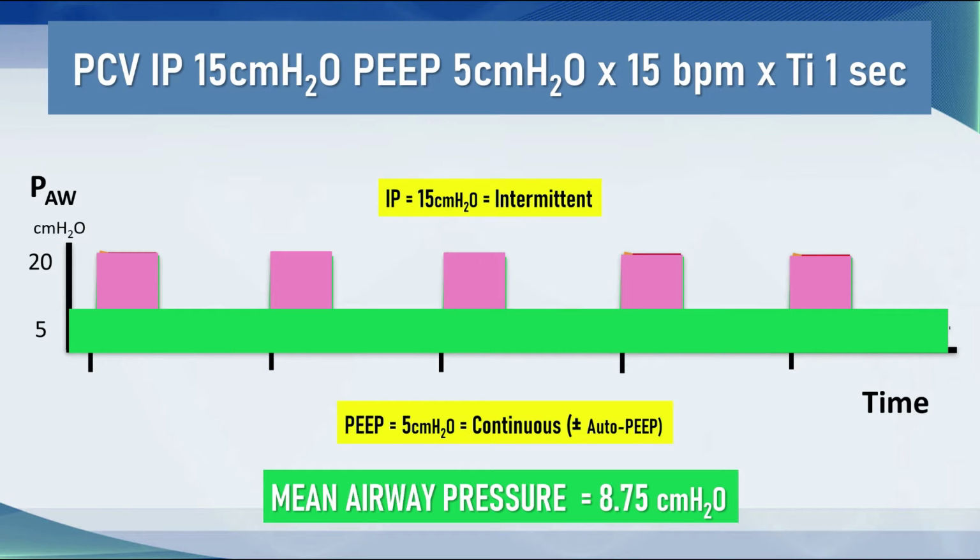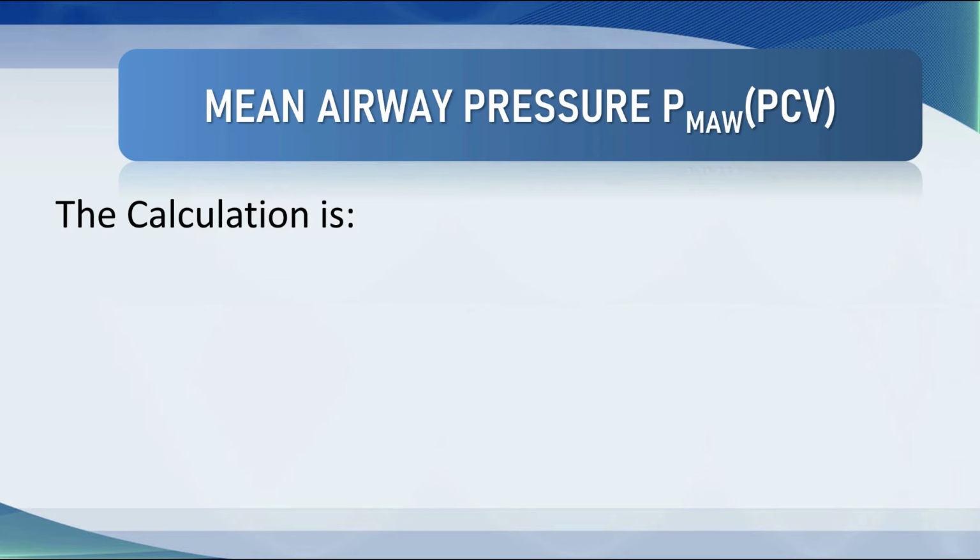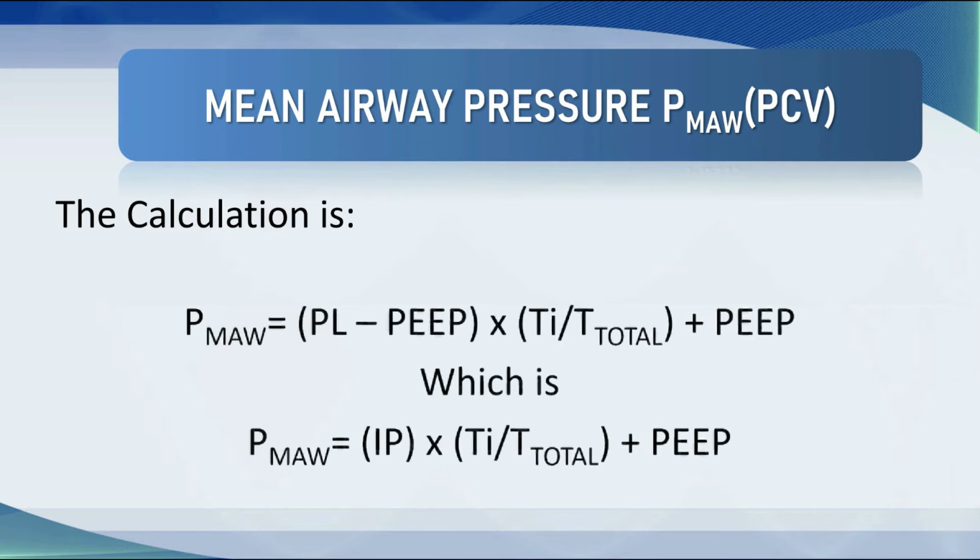How did I figure that out? Well, there's a calculation for it, of course. And this is the calculation for mean airway pressure in pressure control. I'm titling this Pmaw to avoid confusion. The calculation is slightly different for volume control, that is volume cycled, because of the shape of the area under the pressure curve. You remember that's kind of triangular rather than rectangular. The mean airway pressure essentially is the inspiratory pressure, that's the pressure limit minus the PEEP, times the inspiratory time divided by the total time, plus the PEEP.